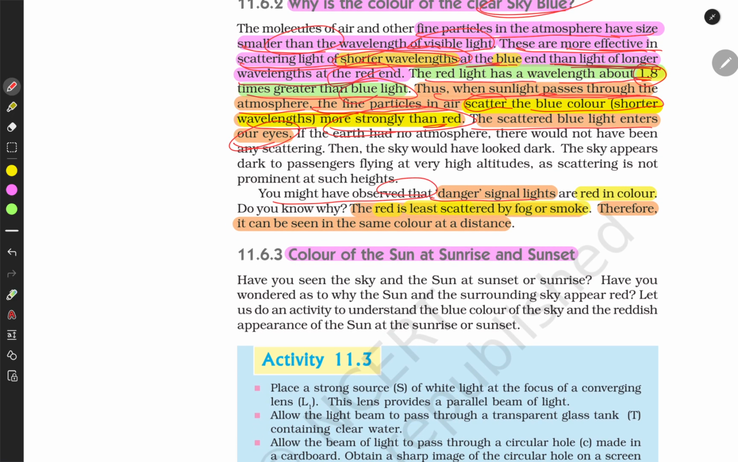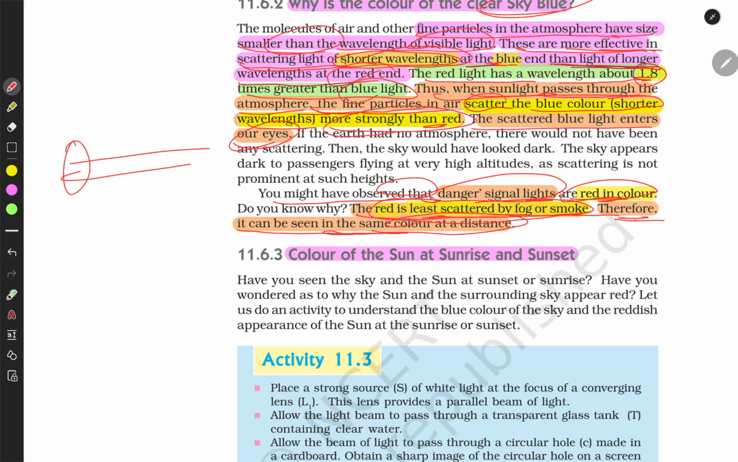You might have observed that the danger signals are red in color. Why? Because red light is least scattered by the fog. The blue light will be scattered away, while the red light will be least scattered, and therefore can be seen in the same color at a distance. Suppose this is the pole, and here the red light will go this way. It will not scatter. In case of blue light, it will scatter. The particles will scatter blue light, so everything looks blue.